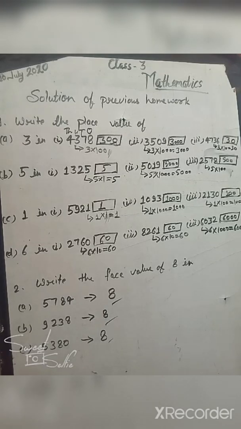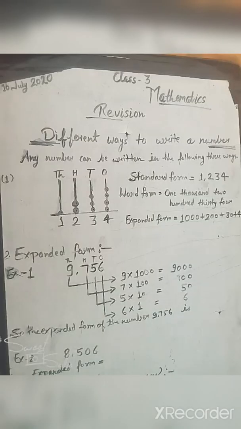Today we will study about the expanded form, standard form and word form. Means different ways of writing a number. So let's see. Different ways to write a number. Any number can be written in the following 3 ways. So look at the first example.